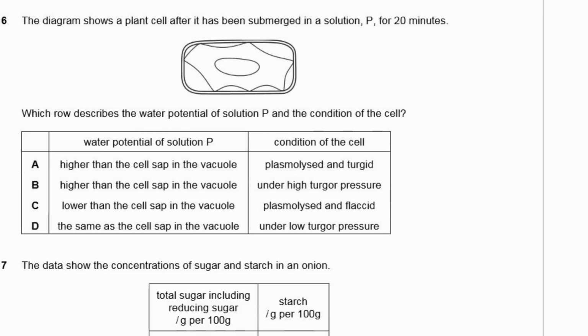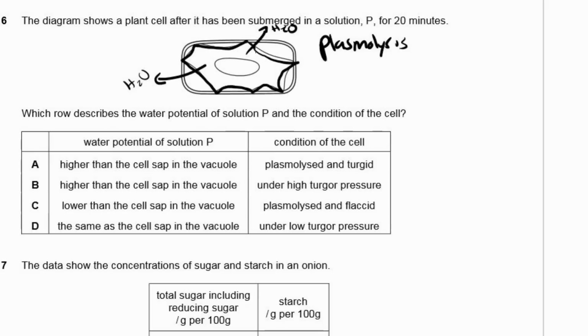Question 6. The diagram shows a plant cell after it has been submerged in a solution, P, for 20 minutes. Which row describes the water potential of solution P and the condition of the cell? Okay, so what you see here is a condition called plasmolysis. And so that means the cell membrane is pulled away from the cell wall. It's still attached in a few sections, but that is a cell membrane. Okay, the cell wall is around the outside. It doesn't really change shape very much. And so that's because the water has moved out of the cell.